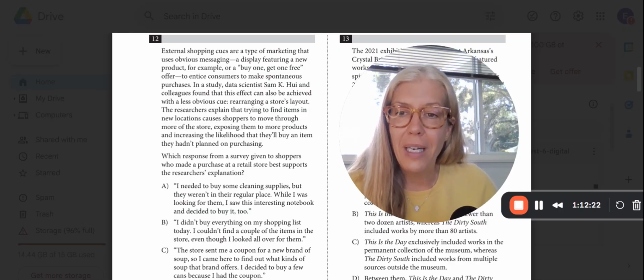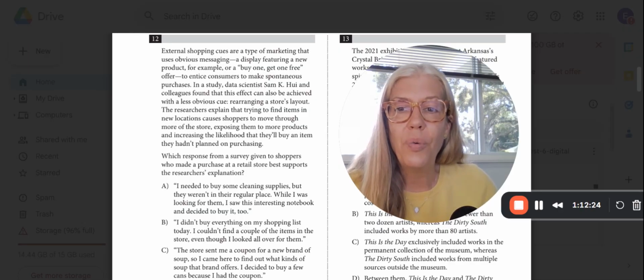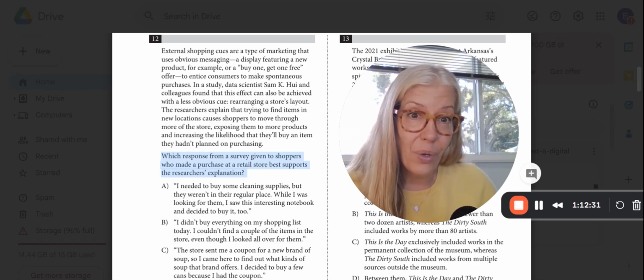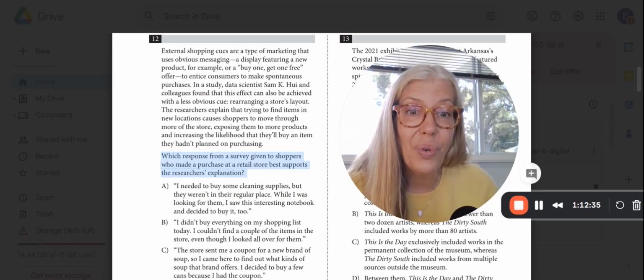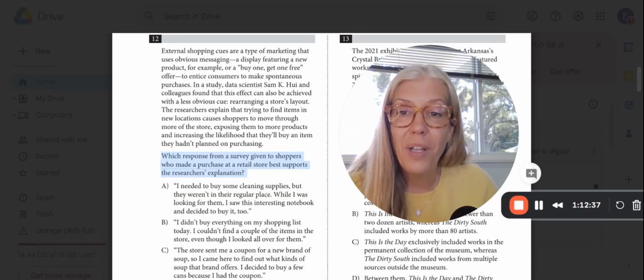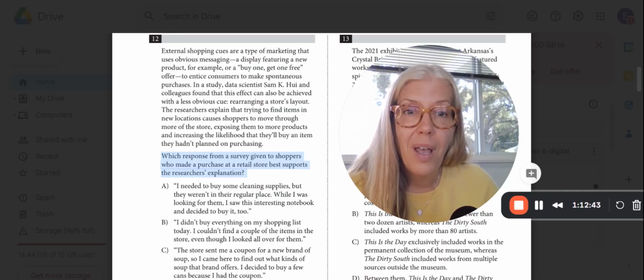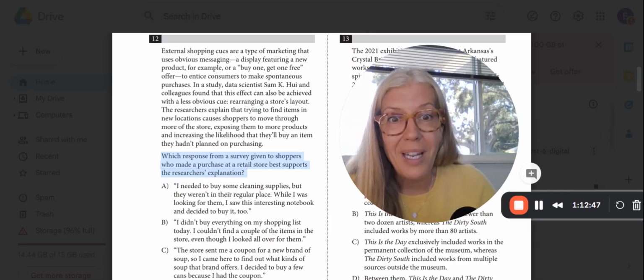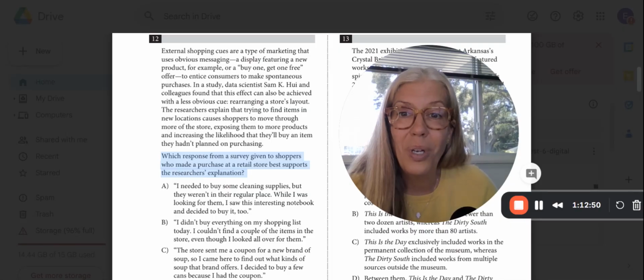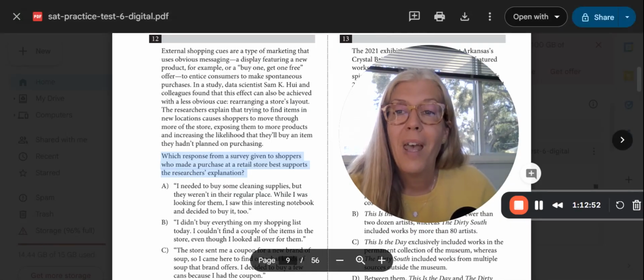Okay, 12 and 13. Here's an example. Sometimes they tell you, out of all this reading, there's only one little thing I need you to really pay attention to. Which response from a survey given to shoppers who made a purchase at a retail store best supports the researcher's explanation? They're telling you, find the researcher's explanation and you'll find the answer. So what's the researcher's explanation?